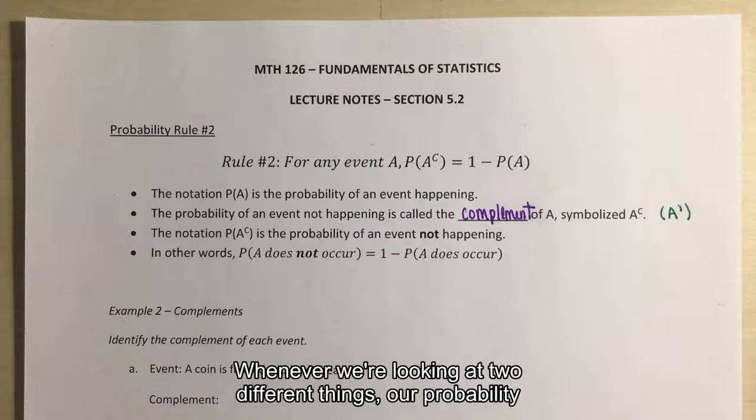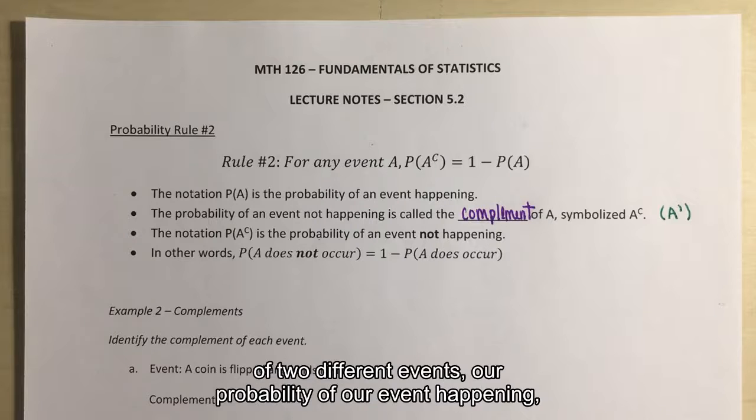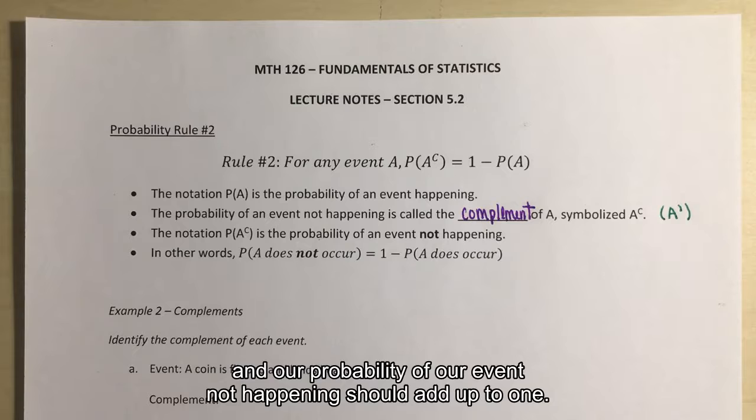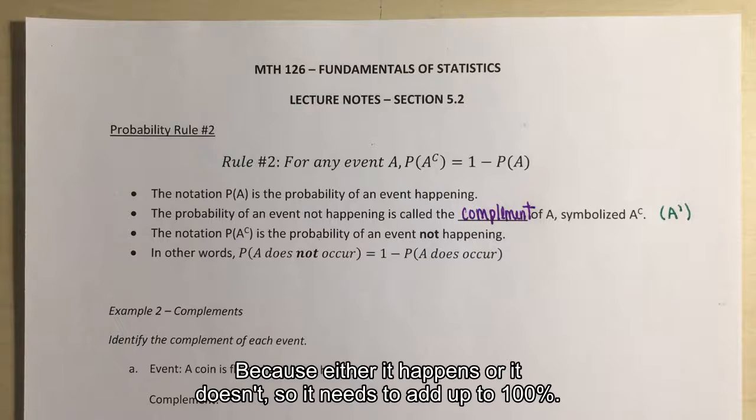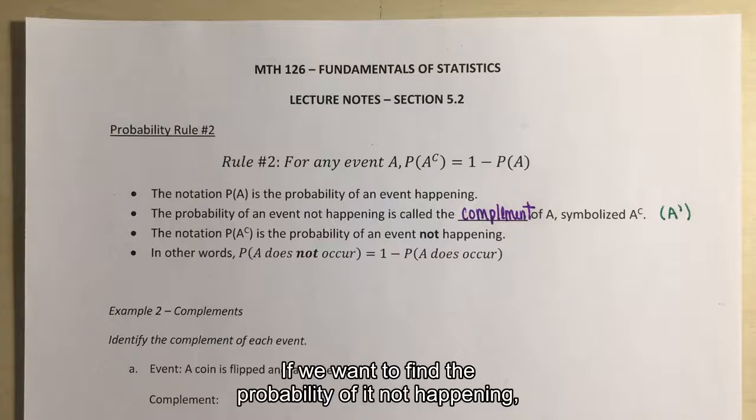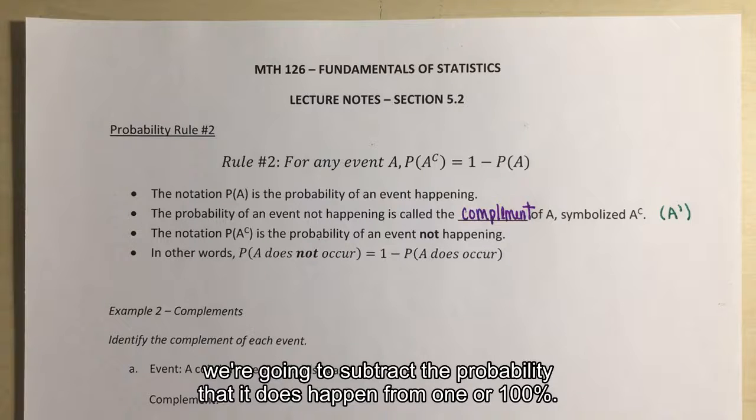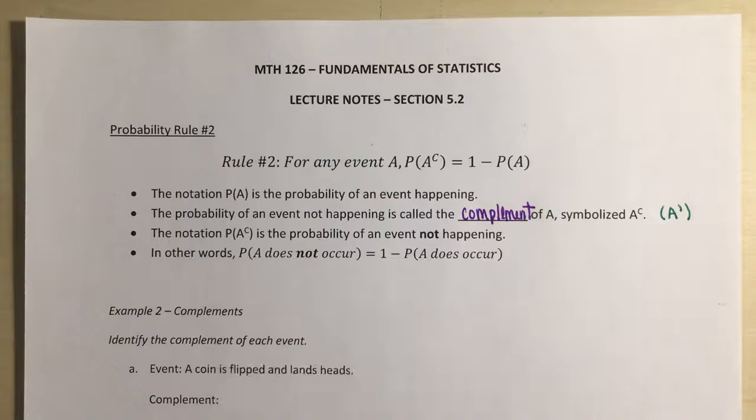So whenever we're looking at two different events, the probability of our event happening and the probability of our event not happening should add up to 1. Because either it happens or it doesn't. So it needs to add up to 100%. So if we want to find the probability of it not happening, we're going to subtract the probability that it does happen from 1 or 100%.